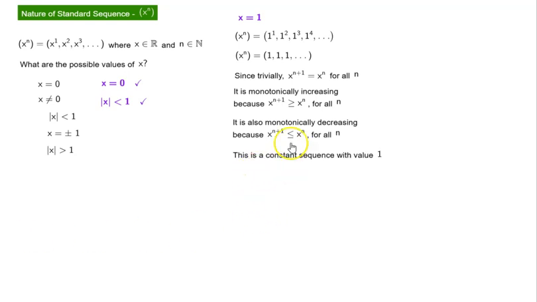So, just like for x equal to 0, this is also a constant sequence, but with value 1. And limit as n goes to infinity of x to the power of n equal to 1 for x equal to 1. And therefore, it is convergent. We have seen this case as well. Now, let's look at the next case, minus 1.